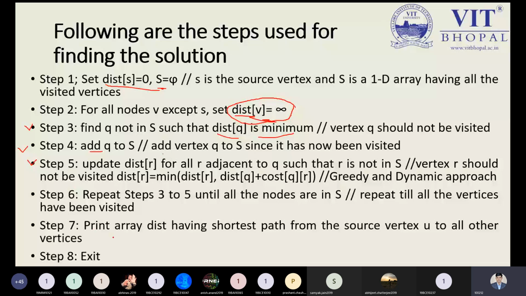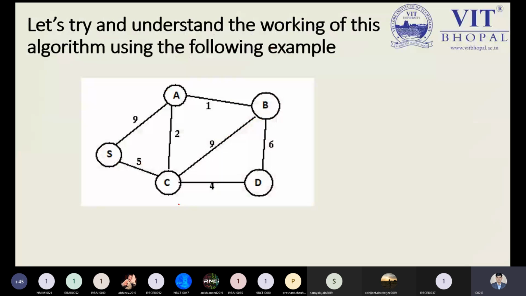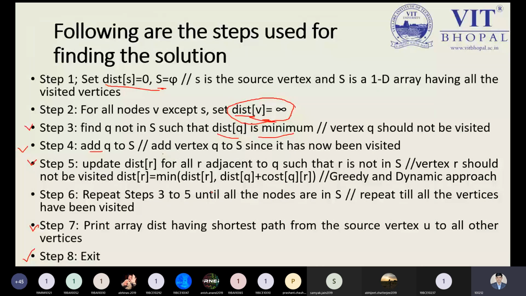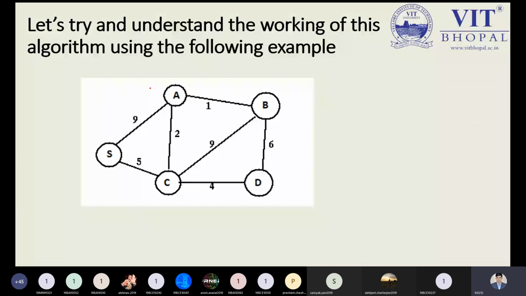So step 7 or 8 I'm not going through, because it is just printing all the vertices' distance values, whatever we have covered. Now this is the example. It's a better idea to understand the example rather than focusing much on the algorithm, because once you have understood the example, then you will understand all these steps properly. All the steps whatever we are doing here, we will cover in the example.